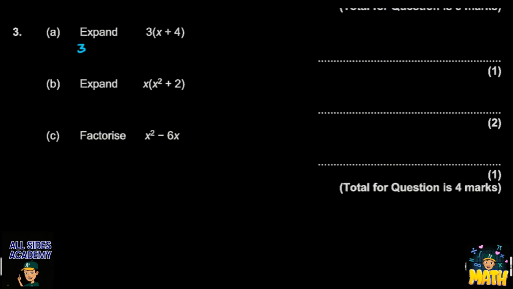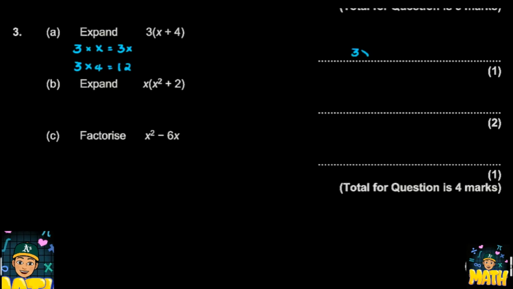In this one, we have to expand. Expanding means we are multiplying the number outside the bracket with everything inside the bracket. So I'll start with one at a time. 3 times the x gives me 3x, and then 3 times the 4 gives me 12. So our answer will be 3x plus 12.